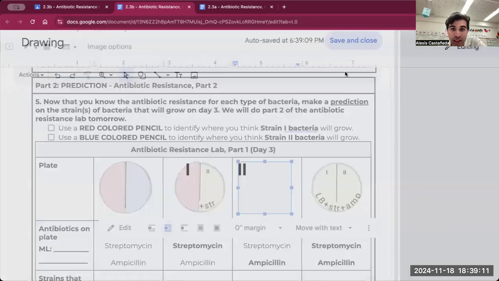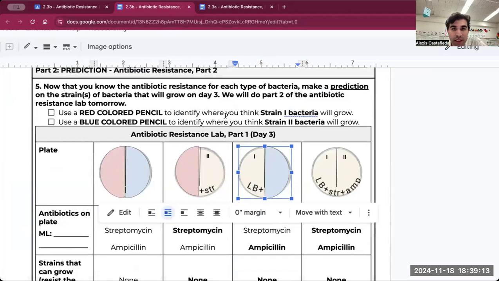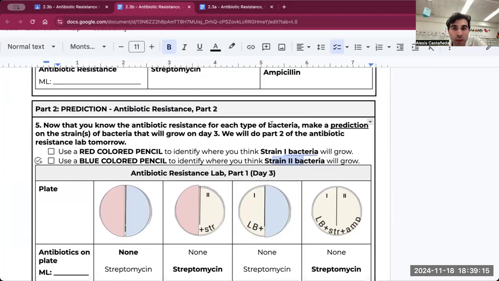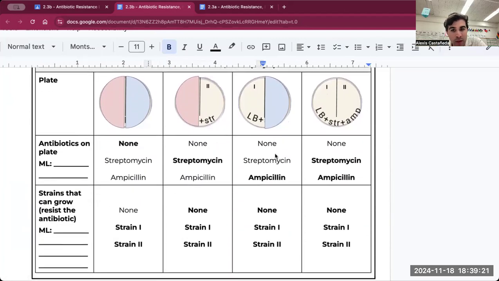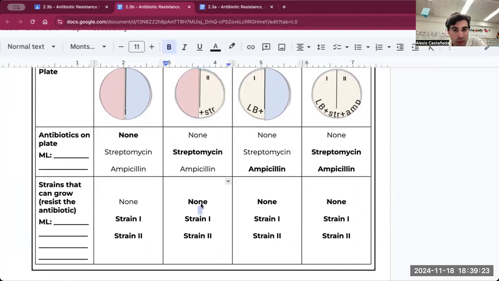The reason for that again is that the second strain is resistant to ampicillin, which means that it can grow regardless of whether or not there's ampicillin present. So on this plate, we're only going to see strain 1. We should only see strain 1. And on this plate, we should only see strain 2.